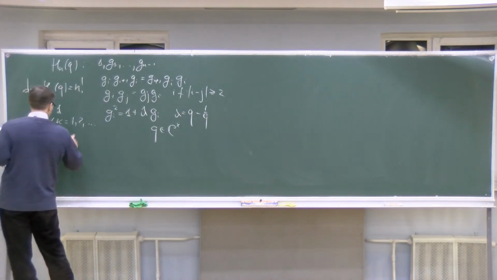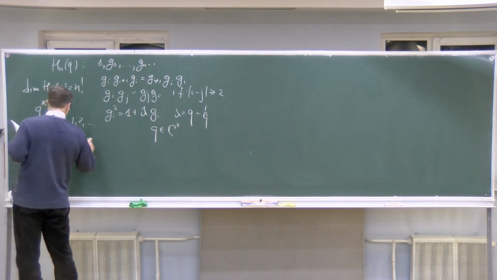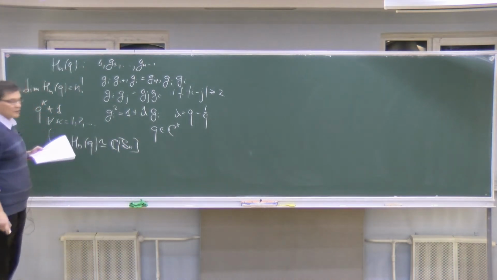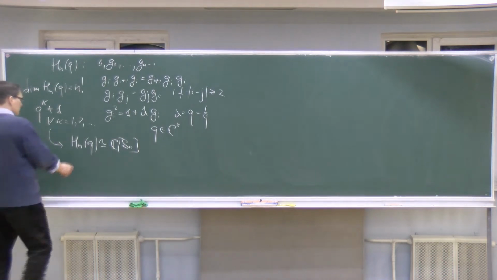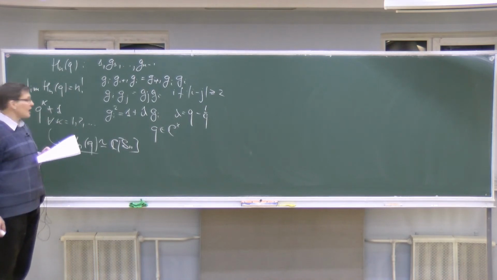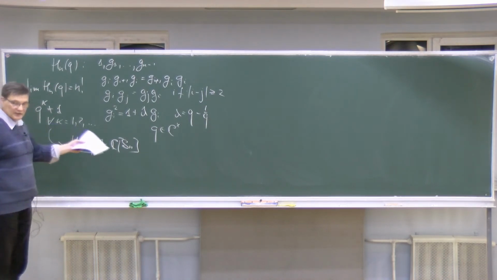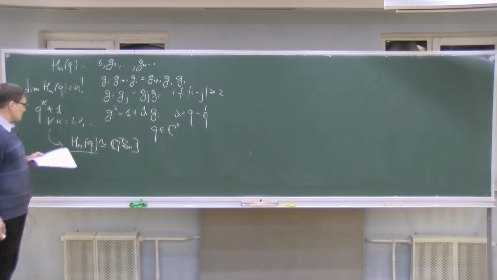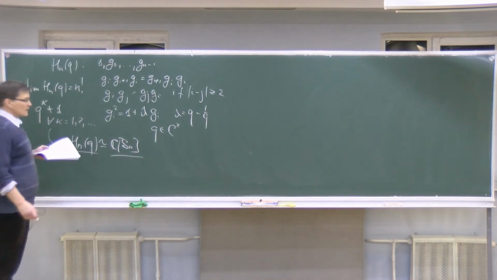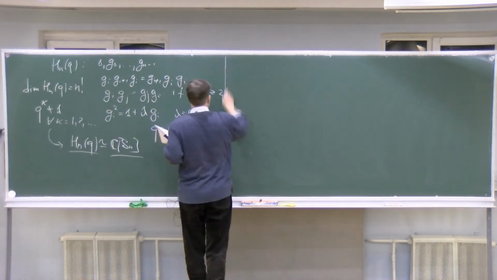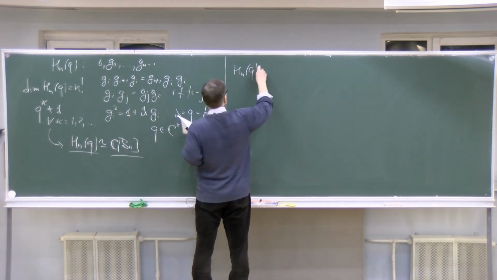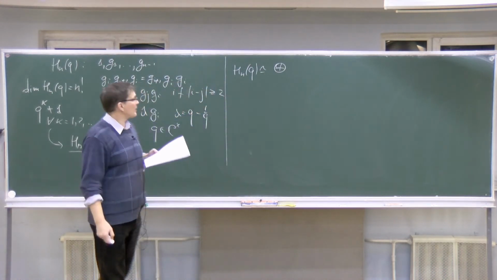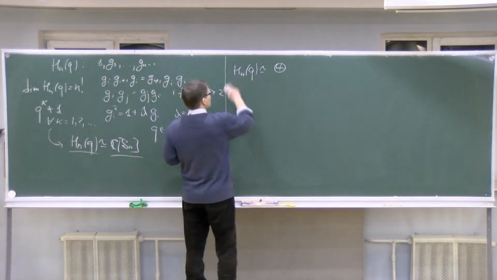In this case, we have an isomorphism: Hn of q is isomorphic to the group algebra of the symmetric group. And as any semi-simple finite dimensional algebra, this algebra is isomorphic to the direct sum of finite dimensional matrix algebras. And this isomorphism is the same as for the group algebra of the symmetric group, namely Hn of q is isomorphic to the direct sum. And these matrix algebras are enumerated by partitions of the number n.